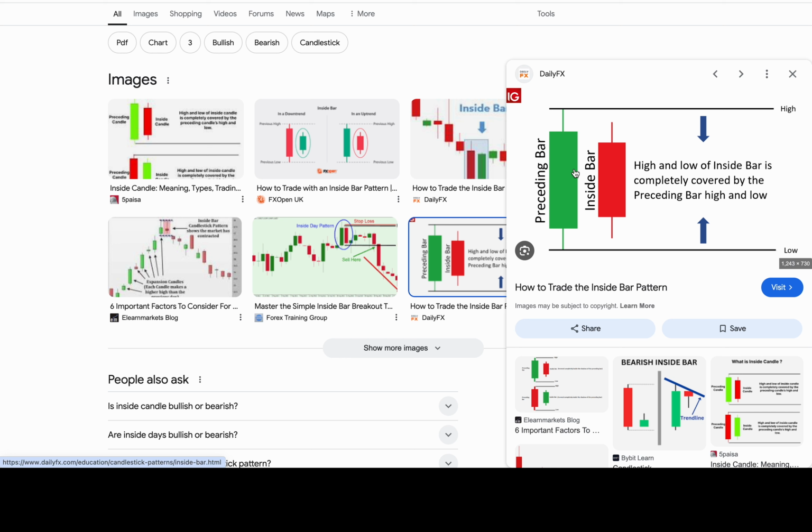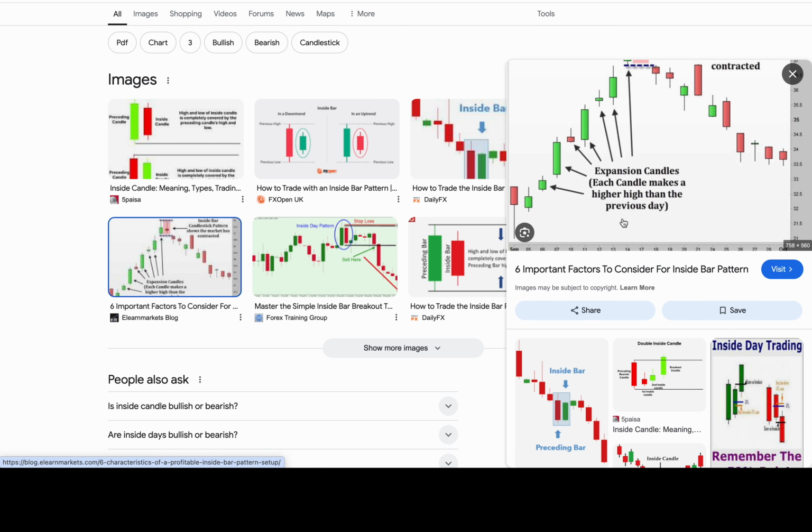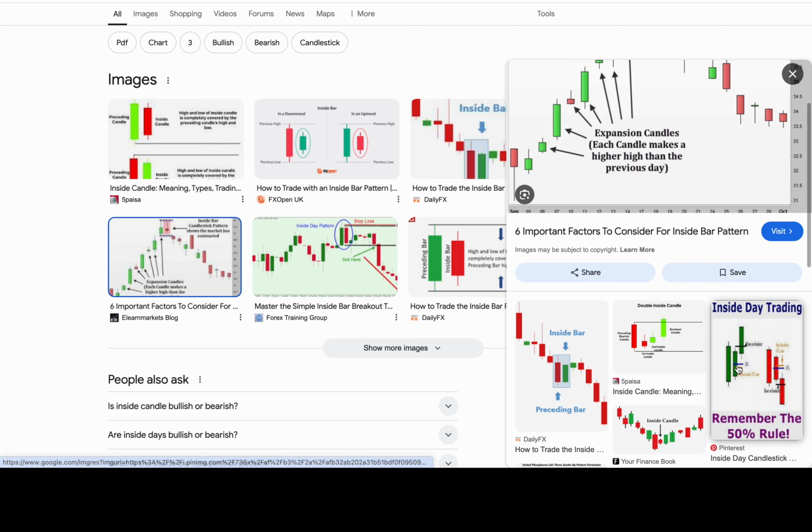So how do we trade this? We trade it based on the range of the preceding bar. We trade it based on the range of the mother candle's range. So if we break down the low of the mother candle, we want to look to short. If we break out the high of the mother candle, we want to look to long. Does that make sense, guys?